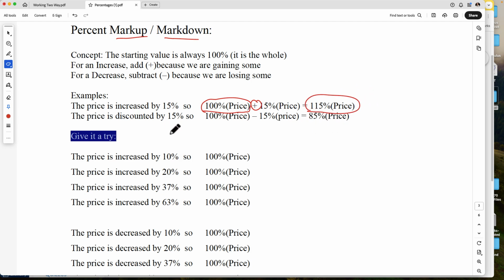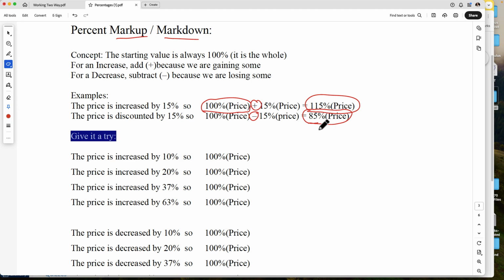Markdowns are the other thing. What we start with is 100%. It's 1/1. And then we subtract. We're discounting the piece. We take some away. And so we always end up with less than 100%. Okay, so that's the key. If you're doing a markdown, you better end up with less than 100%. If you're doing a markup, you will have more than 100%.